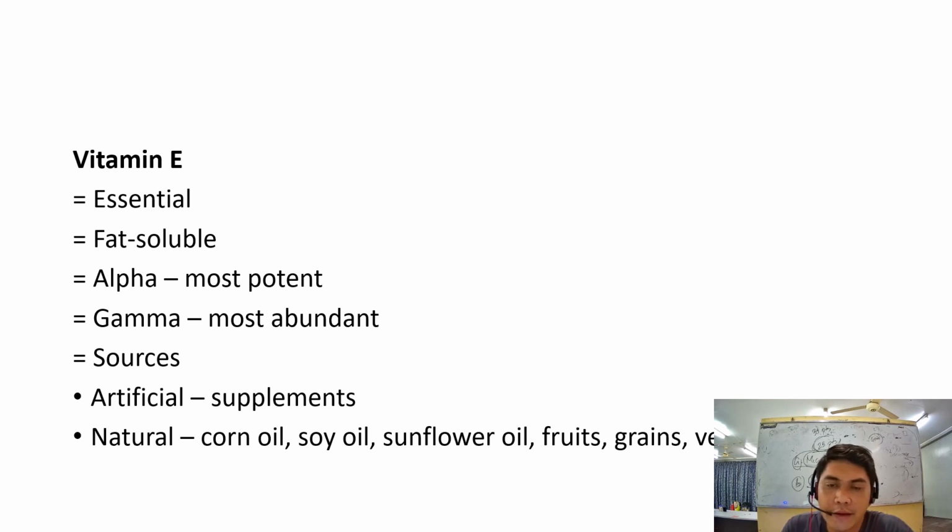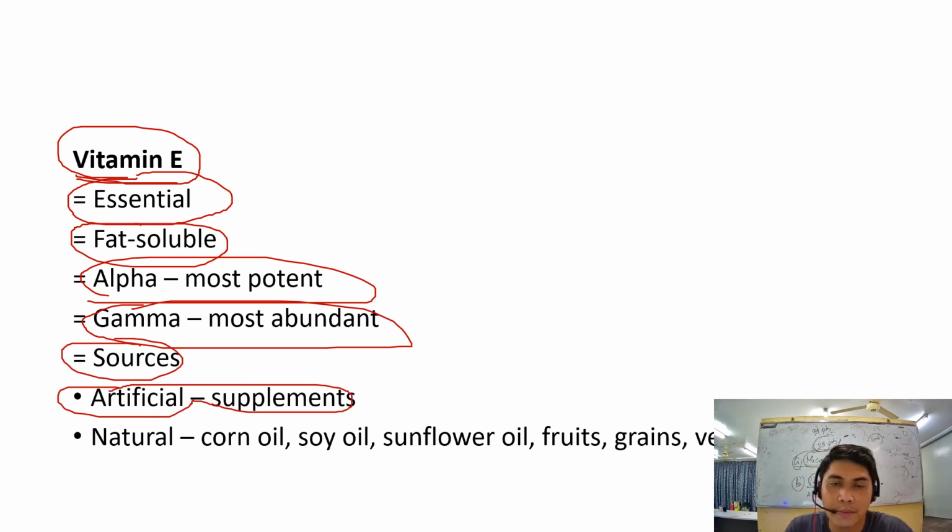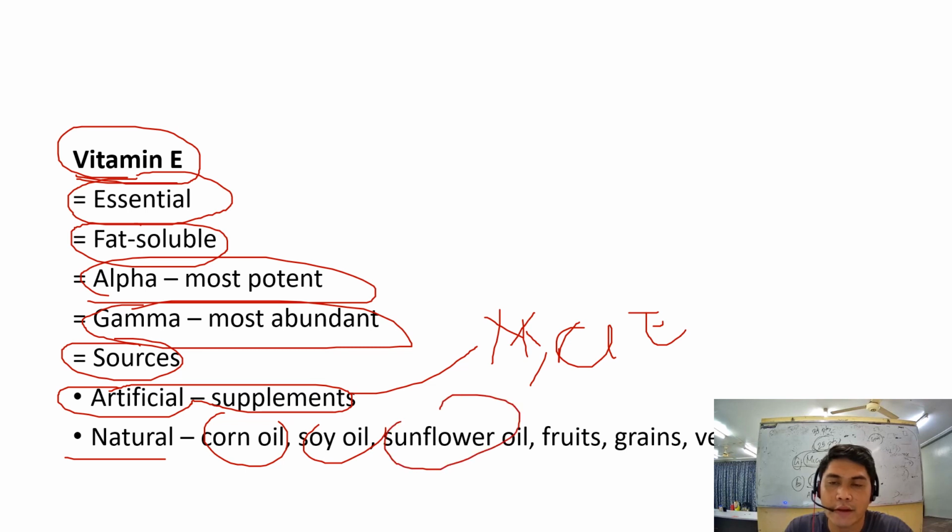Next, fat-soluble vitamin. You have vitamin E, and it's an essential type of vitamin, meaning you need to get it from your diet. It's fat-soluble. Then you have four types of vitamin E: alpha, beta, gamma, and delta. The most potent is alpha, and gamma is the most abundant. Regarding sources, you have artificial sources like supplements, for example Myra E. For natural, you have corn oil, soy oil, sunflower oil, fruits, grains, and vegetables. Those are the natural sources of vitamin E.